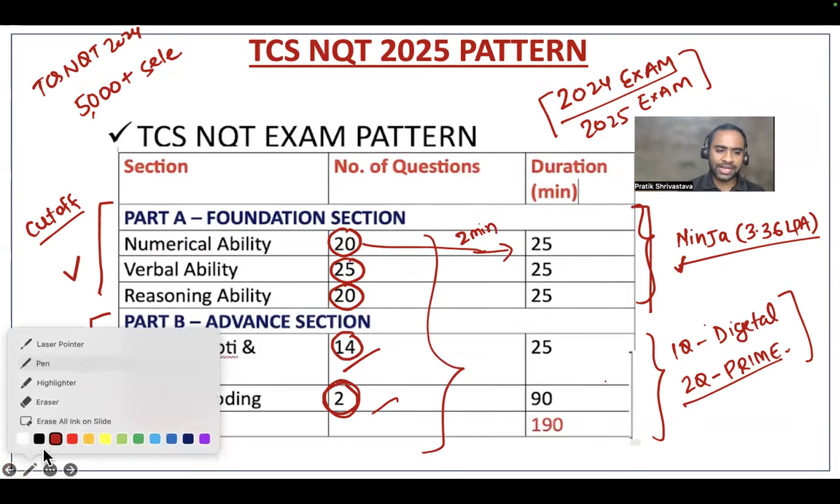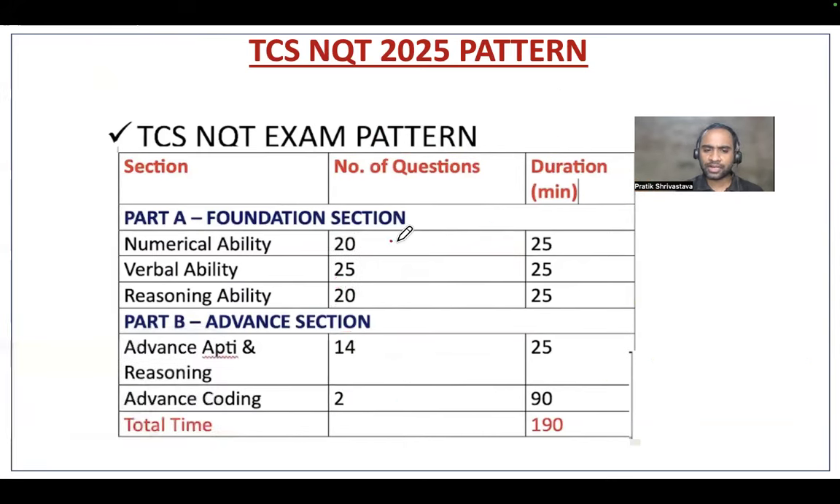So in 2024, sir, what was the cutoff? Can you please tell us? I will tell you. Numerical ability was very tough. But actually, if you prepare well, you won't find it very tough; you will find it of moderate level. If a student had done even 6 questions, they were selected for the interview.